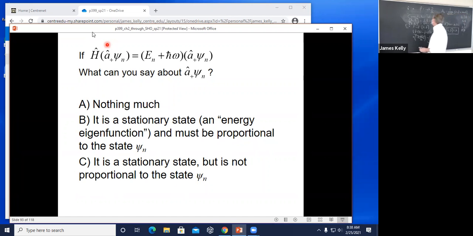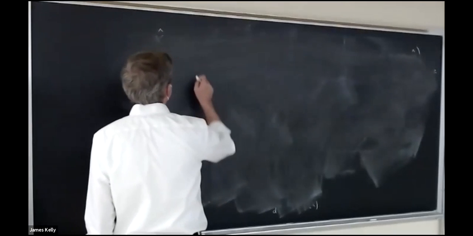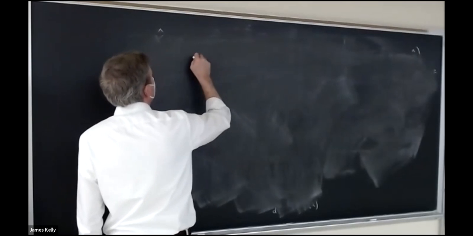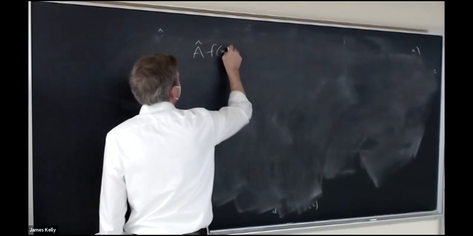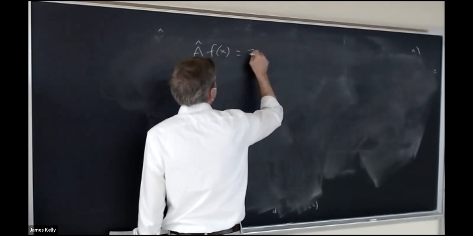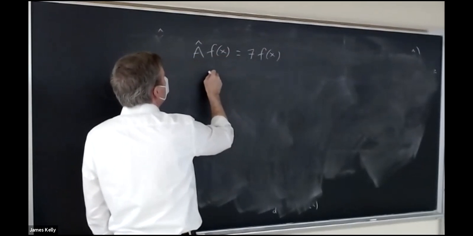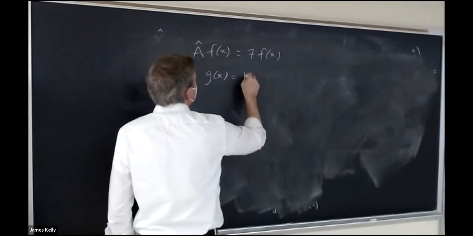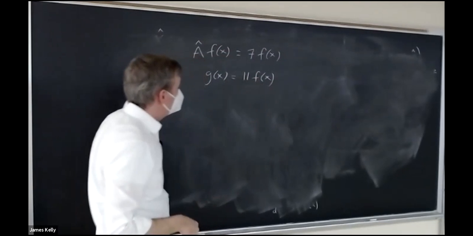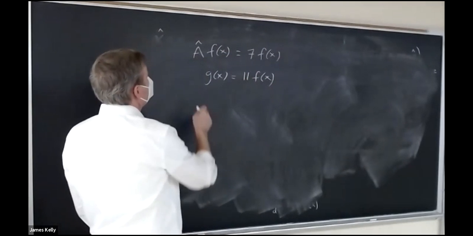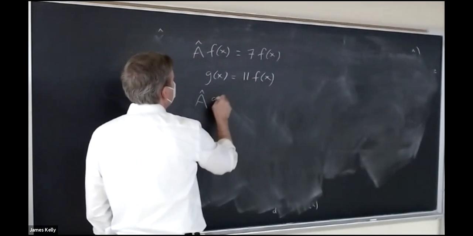What I'm going to say is not complicated at all, but sometimes when you're first thinking about this stuff, it makes sense to write it down. Suppose an operator A operating on a function of x gives 7 times that same function of x. And now I say, oh, I've got a new function, g of x, which is just 11 times f of x. It's a multiple of f of x. That's what B is claiming. And I let A operate on g of x.